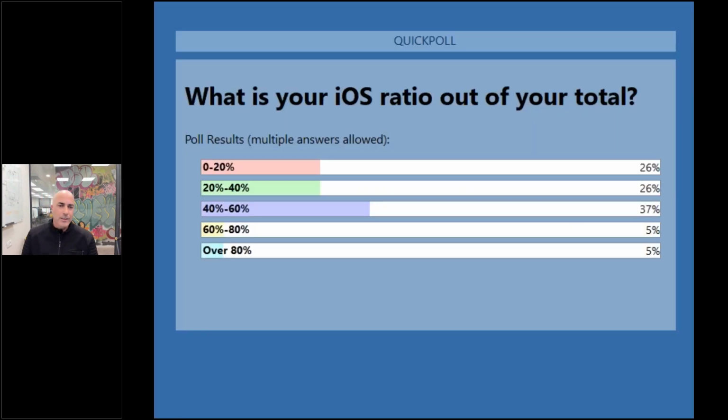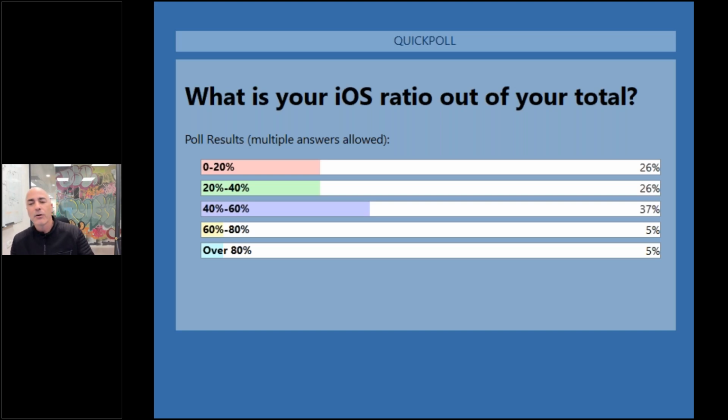So we're actually asking about the ability to have email identity as part of your audience. As we can see the numbers from 0 to 20, we see about 26. Actually, Joe, I apologize. This question was about the iOS ratio out of your total. No problem. So the iOS ratio average is pretty high, as expected.